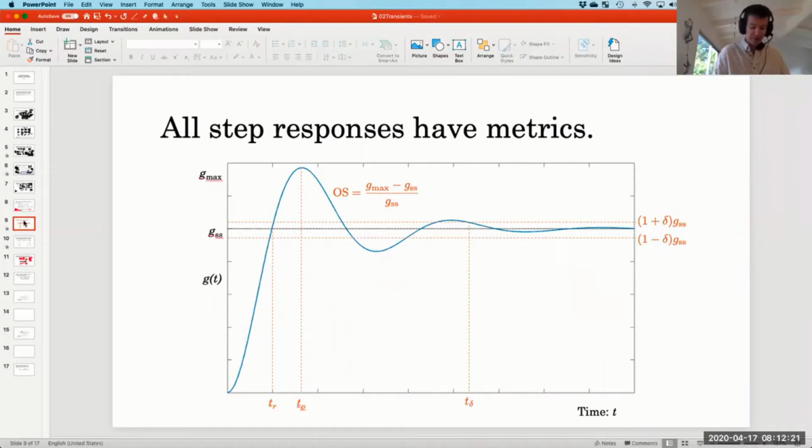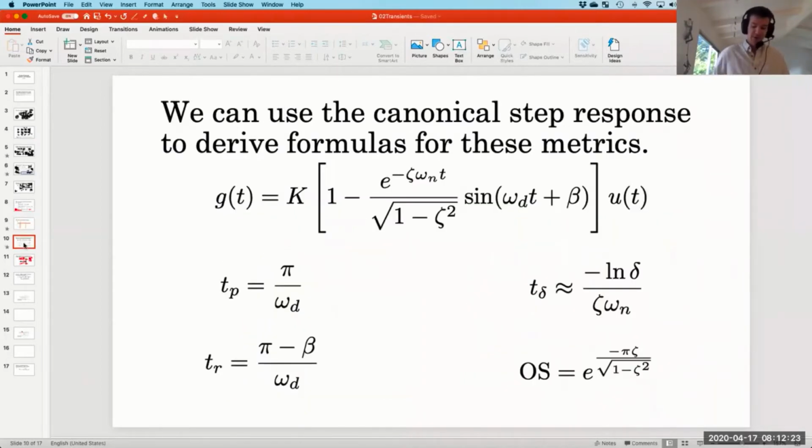And so we derived the closed form expression for the step response of this underdamped system. This is all in terms of our new coordinate systems. And from this step response, you could do a bunch of algebra and derive these four equations that give you shortcuts for the four transient metrics that I listed for an underdamped system's step response.